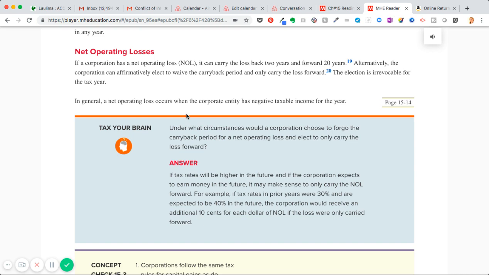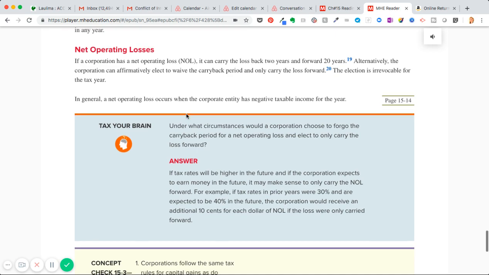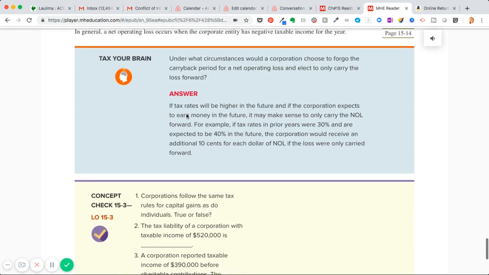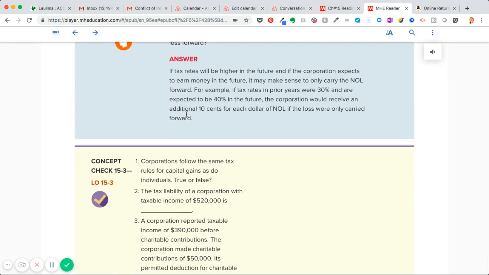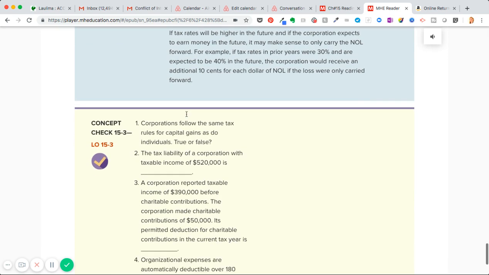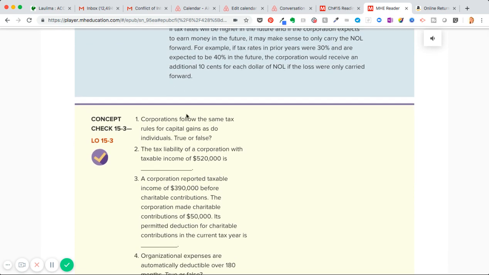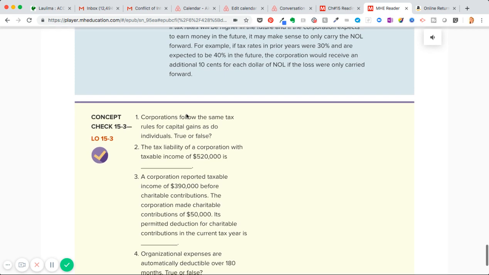Alternatively, the corporation can affirmatively elect to waive the carryback period and only carry the losses forward. And it is irrevocable. You can't change your mind. Those were the same rules for individuals. However, the most recent tax changes, I know, took away the carryback rule for individuals. I'm curious if they took back the carryback rule for corporations as well.